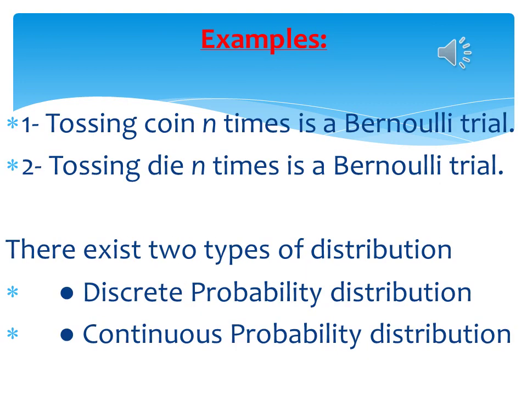For example, if I toss a coin any number of times, it's a Bernoulli trial. Why? The coin can be tossed many times, repeated. Each trial has success and fail. Each trial is independent of the other trials. Also, tossing a die any number of times is a Bernoulli trial; each trial has fail and success and is independent. Then there exist two types of distribution: discrete probability distribution and continuous probability distribution.